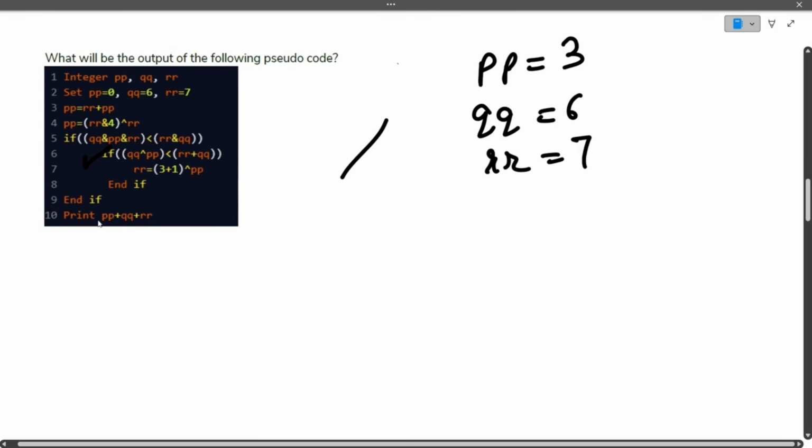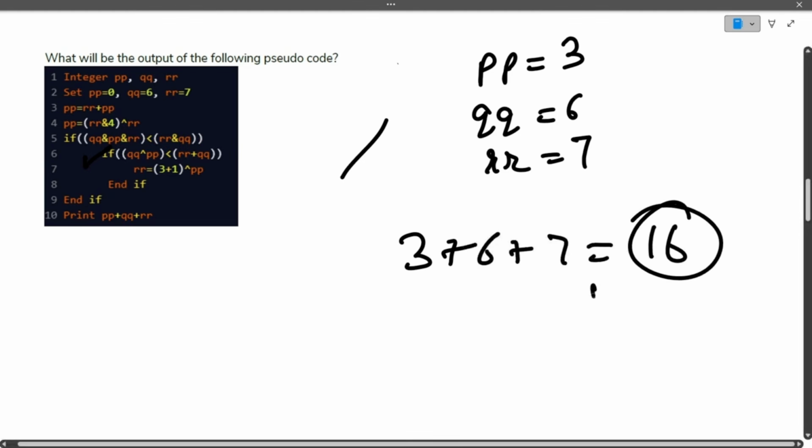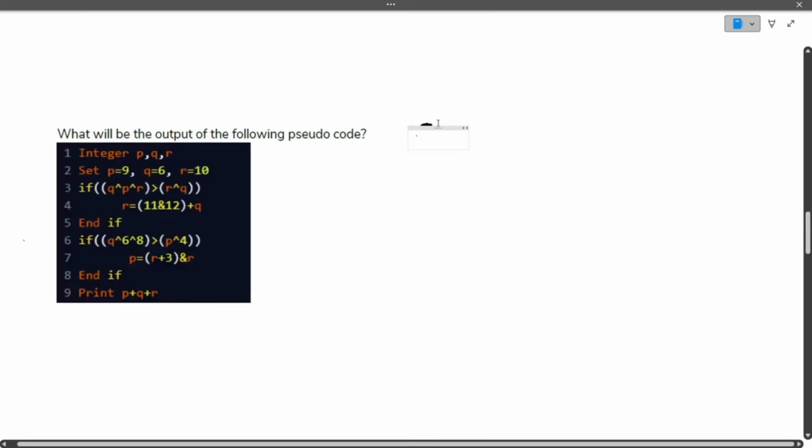And in the end, we are returning PP plus QQ plus RR. So 3 plus 6 plus 7 we are returning. 9 plus 7 is 16. So 16 is the final answer. Okay, I hope this pseudocode is also clear to you.